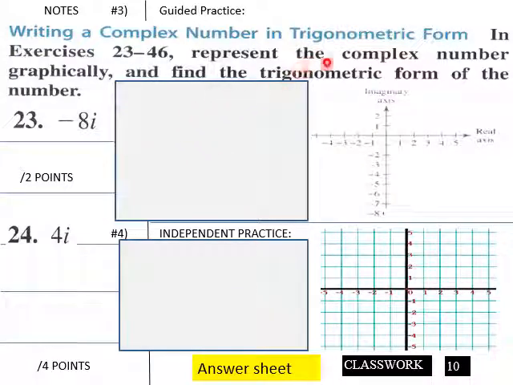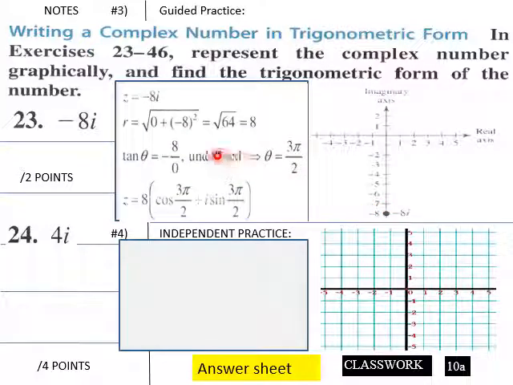Let's try one now. Represent the complex number graphically and find the trigonometric form of the number. We have 23 here, which is negative 8i, and then 24 would be 4i. For 23 we have negative 8i, so graphically it will be down here. This is negative 8i. To find the trigonometric form, z would equal negative 8i.